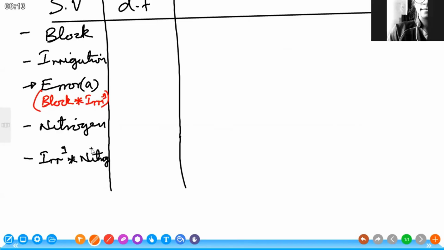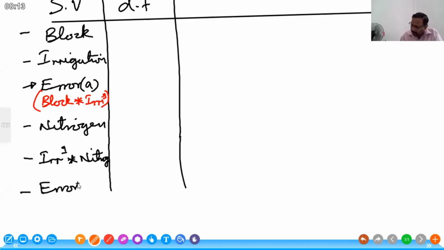Error B. Okay. Error B and total. Good. Very good. So this is the setup. So many things need to be calculated. Block, irrigation, error A, nitrogen, irrigation into nitrogen, then total, and error B. Right.